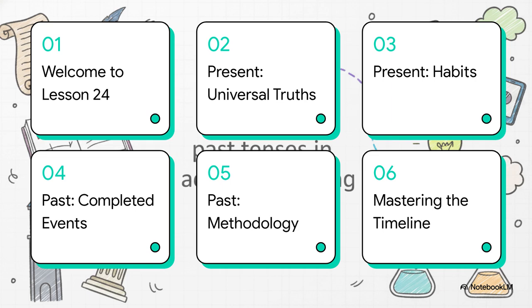Here's our roadmap for today. We'll kick things off with Welcome to Lesson 24, setting the stage with the researcher's lens. Then we'll cover the present tense for universal truths and present tense for habits. After that, we shift gears to the past tense, looking at completed events and documenting methodology. And finally, we'll wrap it all up with mastering the timeline.